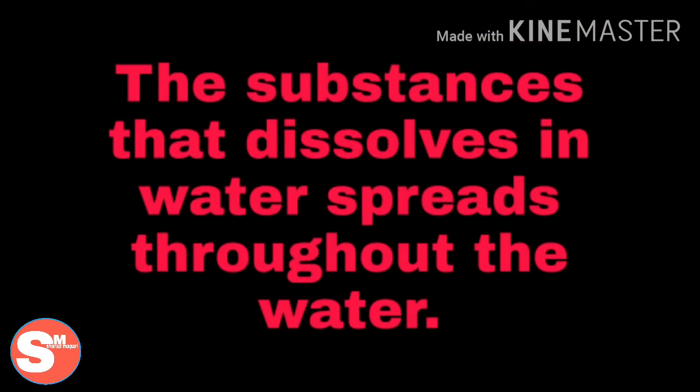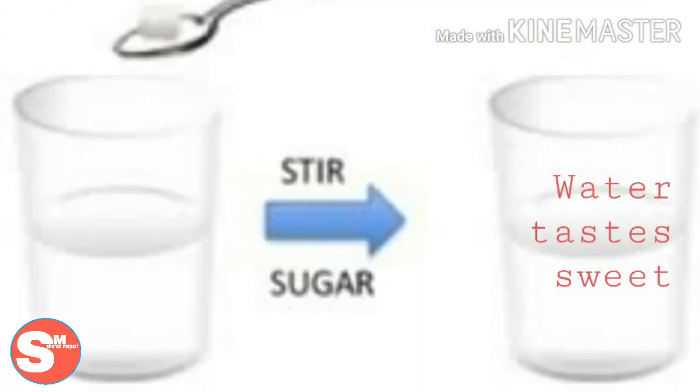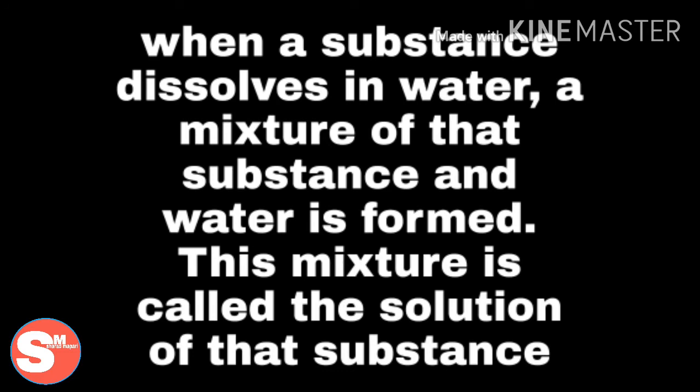The substance that dissolves in water spreads throughout the water. When salt dissolves in water, the water in the container tastes salty. When sugar dissolves, the water tastes sweet. A new term, solution. When a substance dissolves in water, a mixture of that substance and water is formed. This mixture is called the solution of that substance.